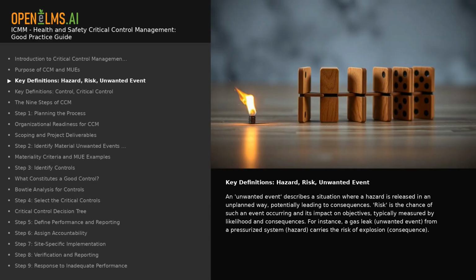An unwanted event describes a situation where a hazard is released in an unplanned way, potentially leading to consequences. Risk is the chance of such an event occurring and its impact on objectives, typically measured by likelihood and consequences. For instance, a gas leak, unwanted event, from a pressurized system, hazard, carries the risk of explosion, consequence.